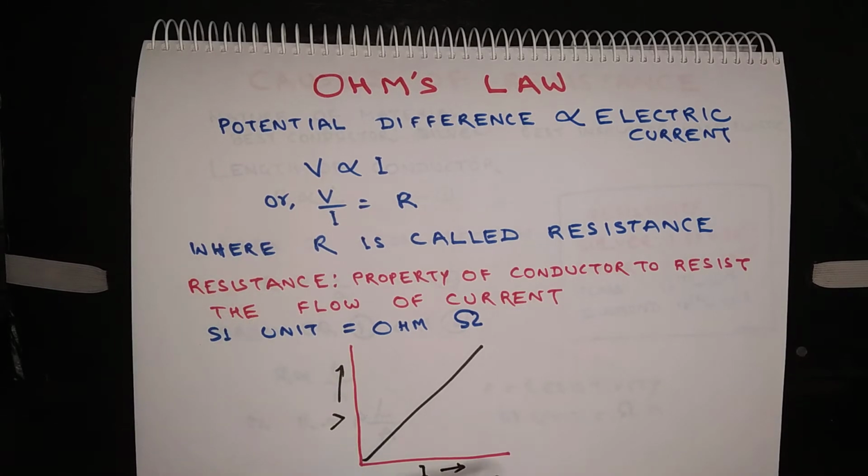This graph shows the relationship between electric current and potential difference. So electric current is shown on this axis and potential difference is shown on this axis. Since electric current varies directly as potential difference, so we get an upwardly slanting line on graph.